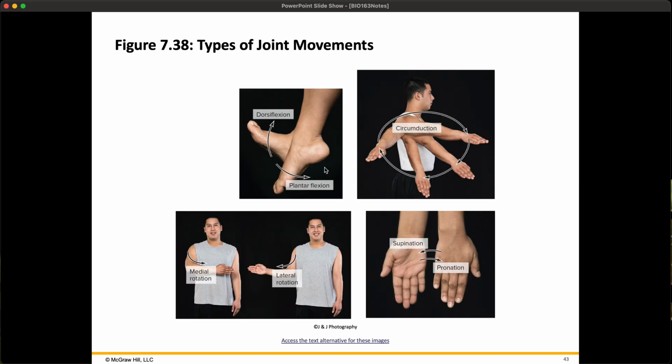Here you can see some of those actions, the dorsiflexion and plantar flexion, circumduction, going in a circle. This is medial and lateral rotation at the shoulder. This is also sometimes called internal and external rotation. You can see internal, it's coming to the midline, whereas external, it's being rotated out. It's kind of opening this joint up. And then supination versus pronation.